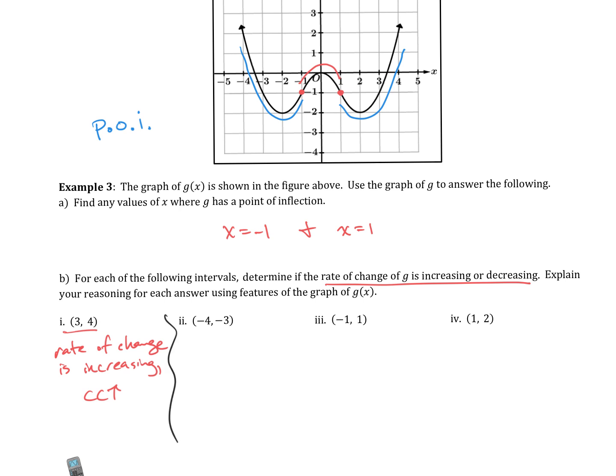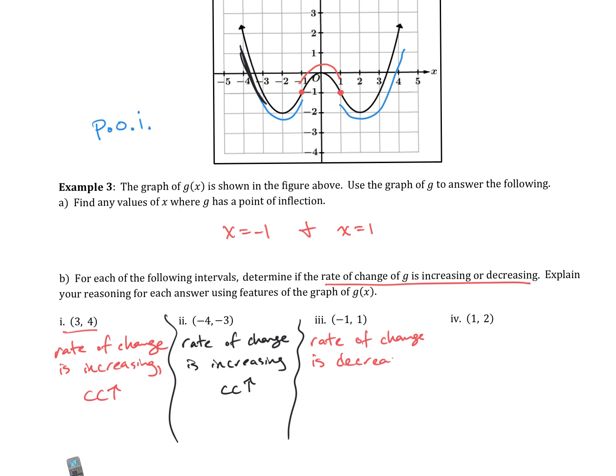All right. How about this next one? -4 to -3. What's my rate of change? Decreasing. -4 to -3. What's my rate of change right there? It's increasing. Tell me why. Concave up. All right, next. What's my rate of change doing on -1 to 1? My rate of change is, I can't say going down, but rate of change is decreasing. Because why? Concave down. Love it.